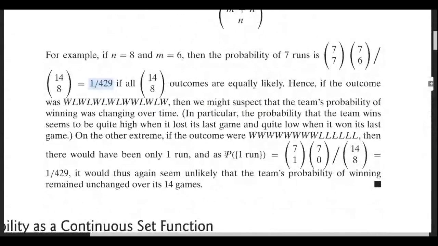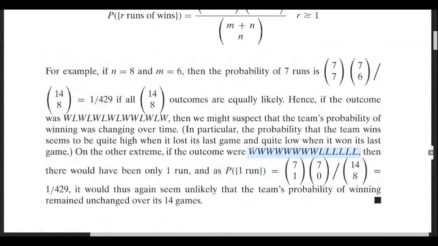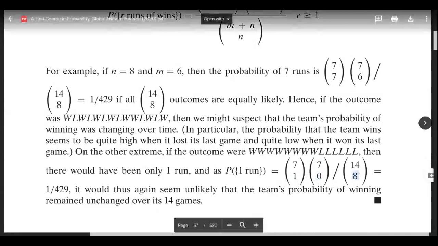Let's see, this one's for 1 run. So only 1 run means all the wins are together. So that will be m plus 1, still 7, choose r, where r is 1. Then n minus 1, which is 7, choose r minus 1, and 1 minus 1 will be 0. So 7 choose 1 times 7 choose 0. Then in total we still have 14 choose 8. So that would also be 1 over 429. To count 7 runs is the same as to count 1 run.